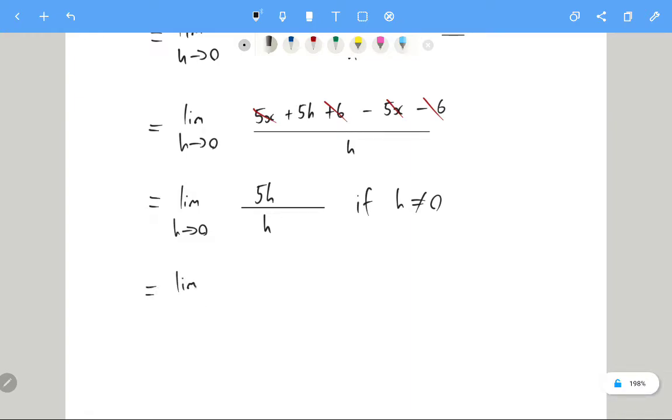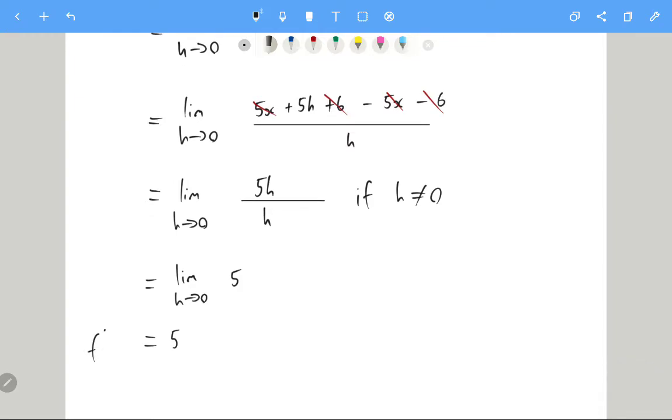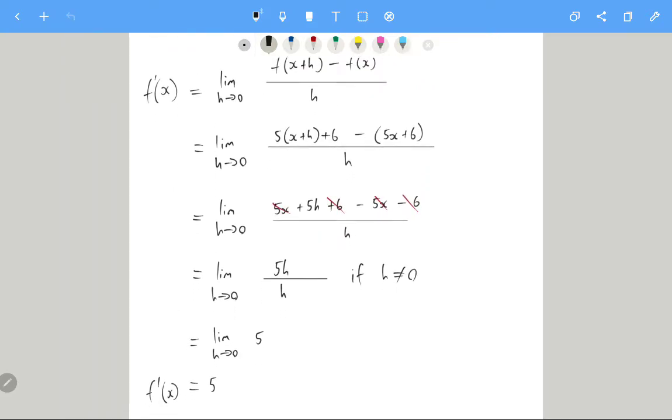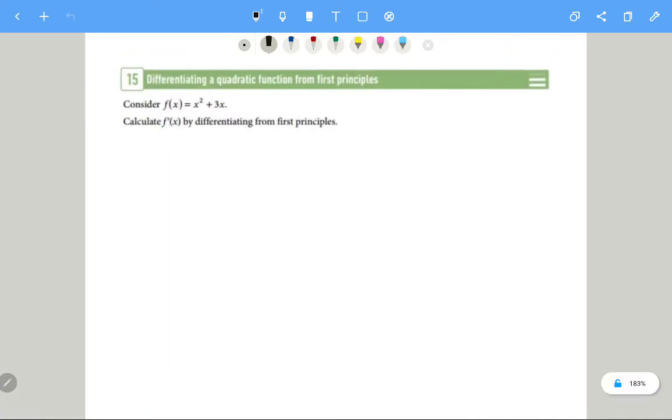So now let's take the limit as h goes to 0 of, well, 5. Everything else is cancelled out. There's no more h, so when we set h equal to 0, we just get 5. So f dash of x, the derivative of f, is 5. So that was for a linear function. Let's have a look at doing a quadratic function instead, a little bit trickier.